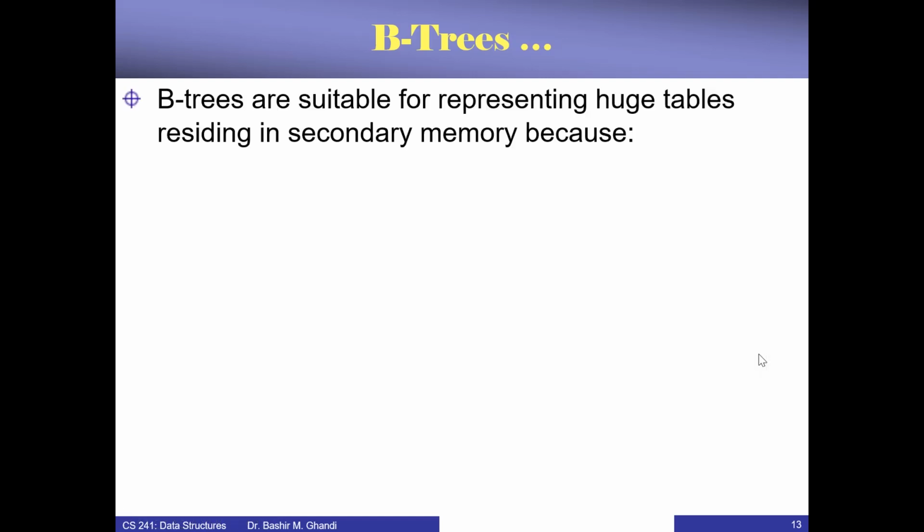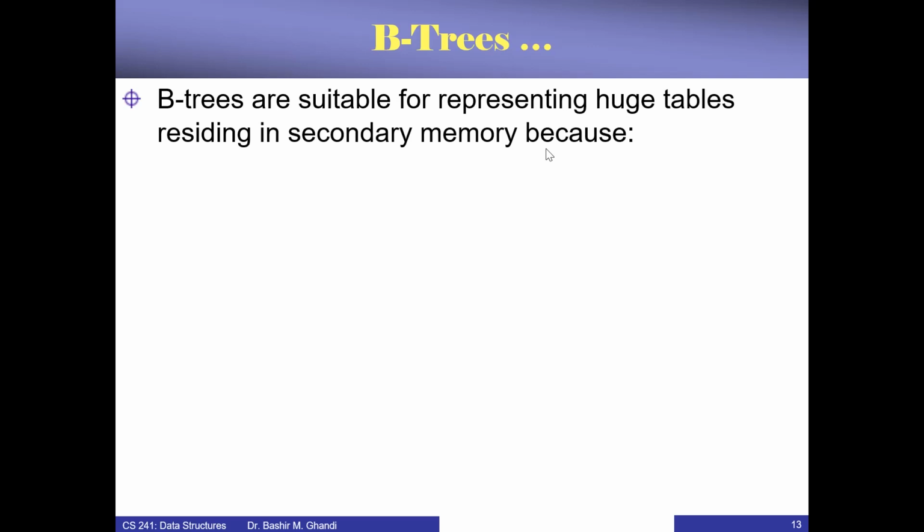The question is, what use is it for us, especially if you relate it to the motivation that we started with earlier. Okay, so here it says B trees are suitable for representing huge tables residing in secondary memory. If you take a database system containing a lot of data, for example, if you go to the registrar's office, all the student records are saved in the database. So it's a huge amount of data, not only the current students, but also the past students.